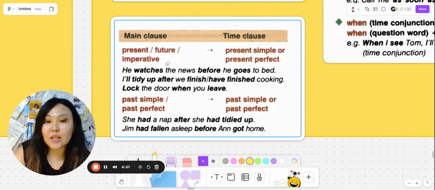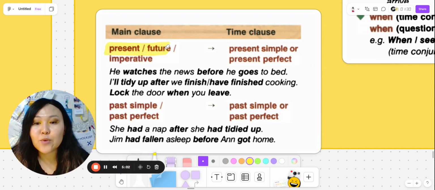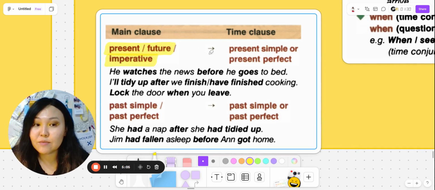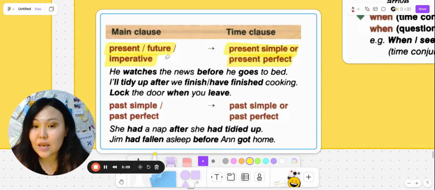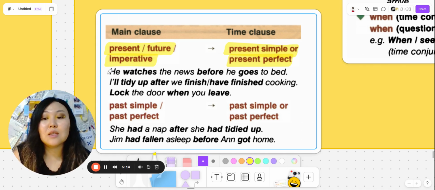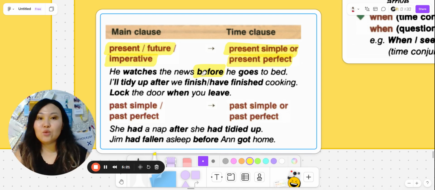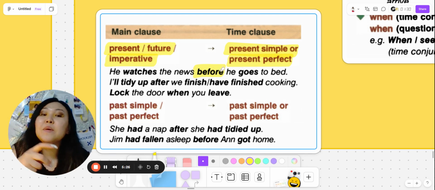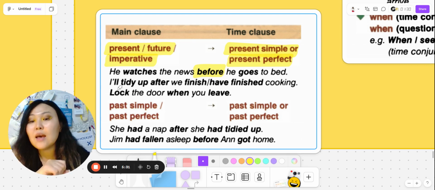So we have the main clause. One second, I will zoom it. In the main clause, we have present, future, imperative. And in the time clause, we should have present simple or present perfect. He watches the news. It's the main clause. Before, you see the part introduced with a time conjunction, it's the time clause. He watches the news before he goes to bed. This is present simple.